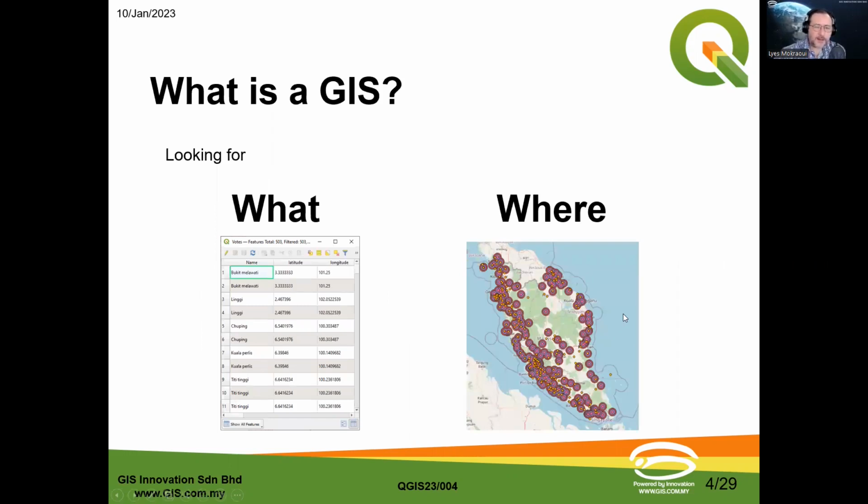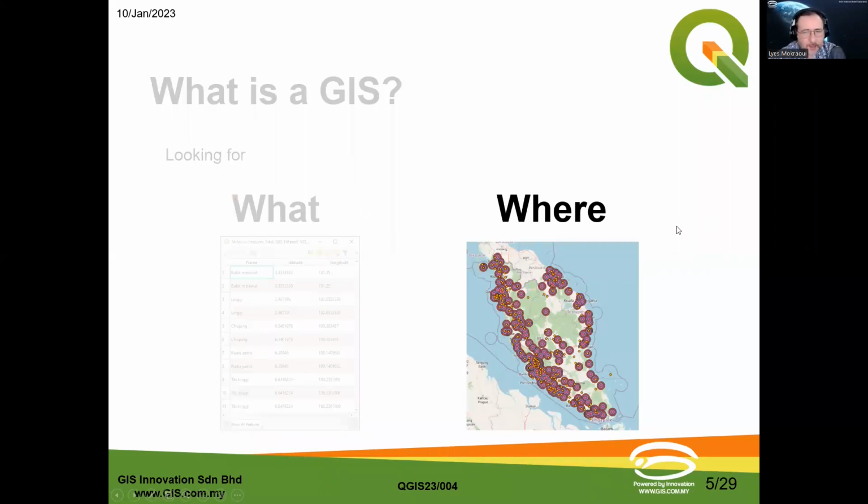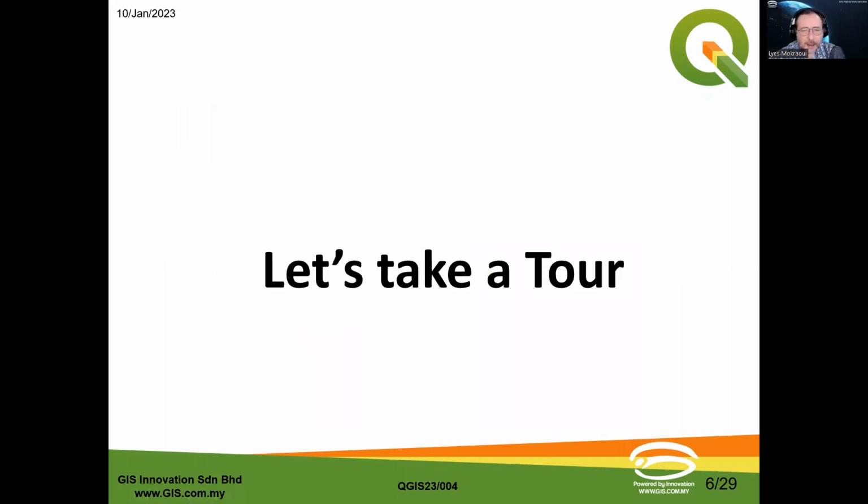So, what is GIS? GIS is looking for information somewhere. So, looking for what, where. Looking for what, meaning any information we have, like here we have any data, any random data, and then where is going to be on the map. All right. So this is GIS. Previously, we have spoken about the what, and this time we are going to talk about the where. The where as how to get our data in QGIS. So where is the data? Where is it located? So let's take a tour, but before that, let me just show you a few things.